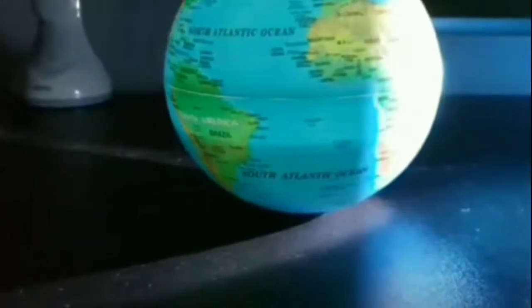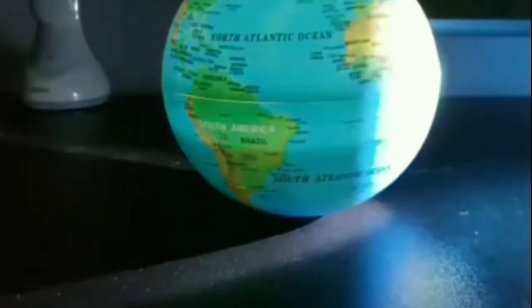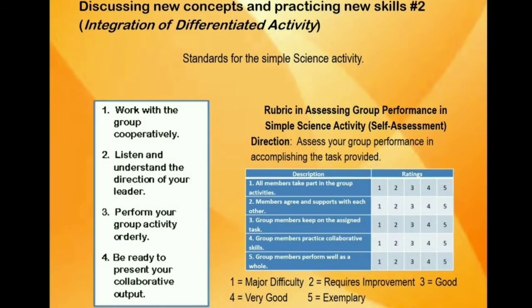Identify which part of the earth receives the sunlight and the part that doesn't receive. Tell what part of the day on the earth that receives sunlight and the part that doesn't receive. Based on the given activity, tell what makes day and night. Grade 6, you may now assess your performance using the rubrics flashed on your screen.